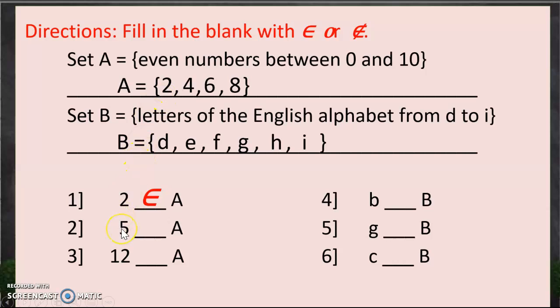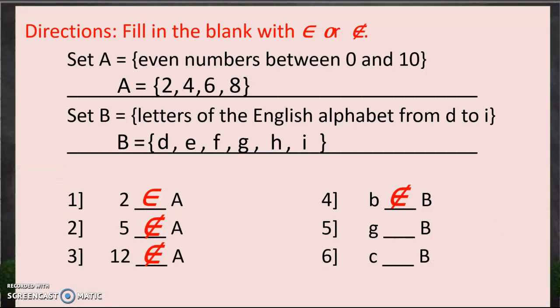Number 2, 5. Obviously set A is a set of even numbers, so 5 is not included because it is an odd number. Then 12. Is it an element of set A or not? Given even numbers between 0 and 10, it is greater than 10, so it is not an element of set A, or it is not listed here in the elements of set A. Then B, is it an element or not an element of set B? There is no B here, so it is not an element.